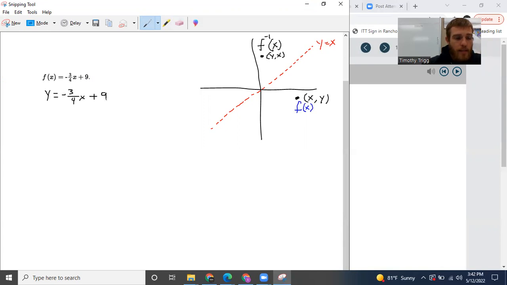So go ahead and write this down. Then we switch x and y. So the next step will be to switch x and y. So what would that look like? Well, instead of y, we're going to put x. And instead of x, we're going to put y.